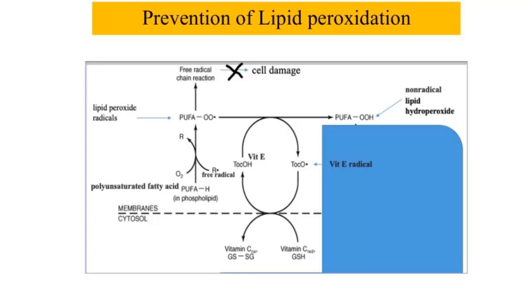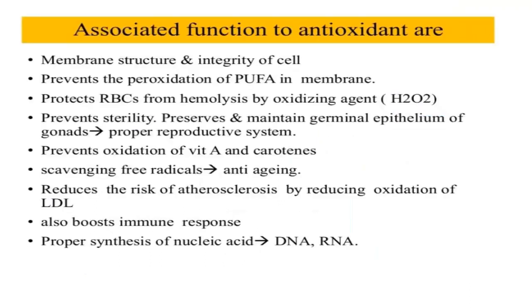Now, coming to other functions of vitamin E. Other functions are membrane structure and integrity of the cells. By preventing lipid peroxidation, it maintains the membrane structure and integrity of the cell. It protects RBC from hemolysis by oxidizing agents like H2O2. It prevents sterility. As I have told you previously, it is also called anti-sterility vitamin. It preserves and maintains the germinal epithelium of gonads for proper reproductive functions.